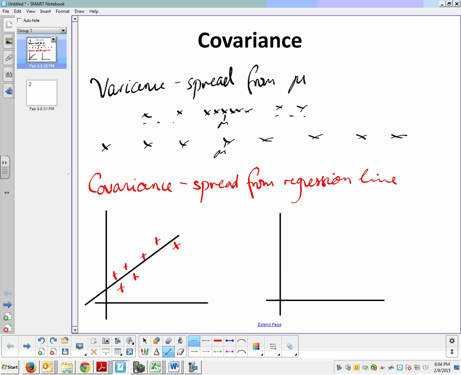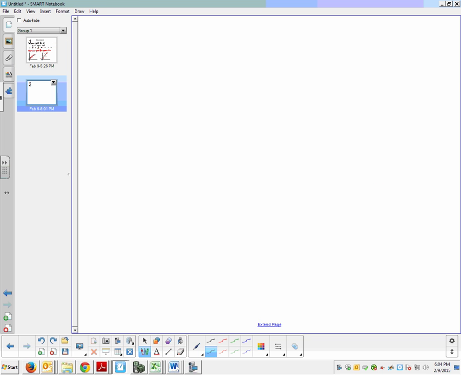So in the example on the left, covariance is small because the points are close to the line. And in the example on the right, covariance is bigger. So there's a lot of analogies that can be made between the variance and the covariance, starting with the definition.